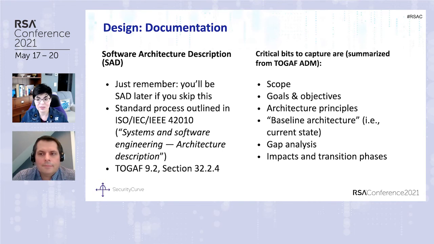And as you're doing your documentation, some things to capture, and this is summarized from the TOGAF ADM, is you want to understand the scope of what you're doing with your architecture, the goals and the objectives, the principles themselves, and those principles are listed in section 32.2.4 of TOGAF 9.2. And then this is also where you come in with your impacts and your transition phases. So you start to get a handle really around what you're doing overall with the program, and also to remind yourself as decision points are made as you deploy out that architecture.